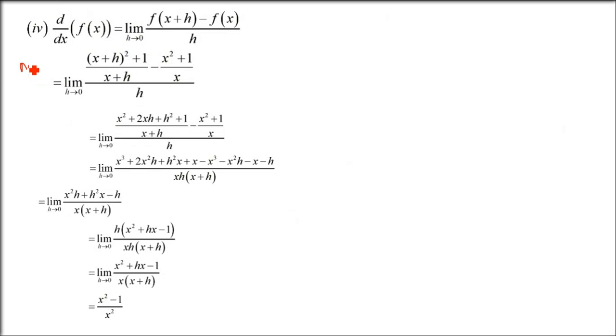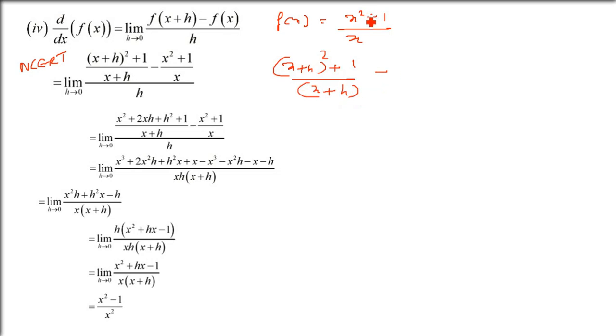Now next is the fourth one. This is an NCERT question. So you have x square plus 1 by x. This is the question. Now what we will do: f(x plus h) means (x plus h) whole square plus 1 by (x plus h), and minus the same function, which you are going to use without any change, x square plus 1 by x. And then we have divided by h, but h we will use later.